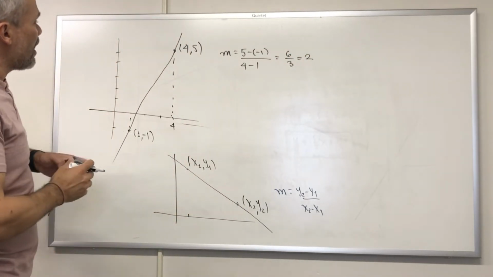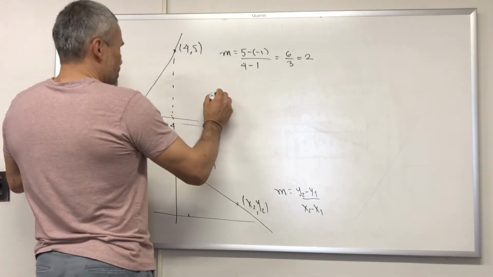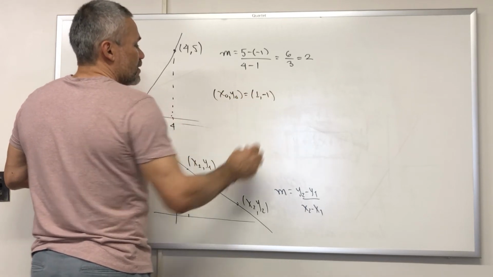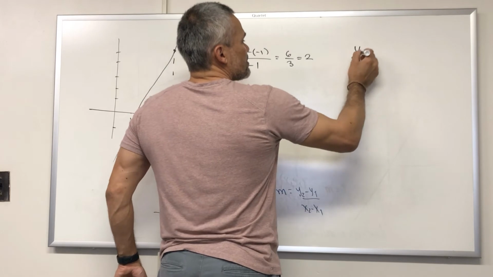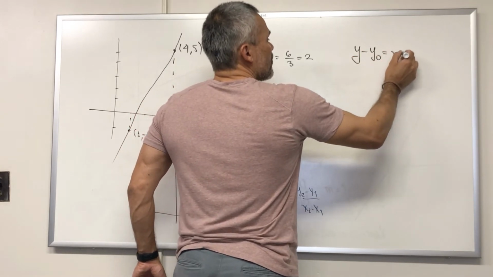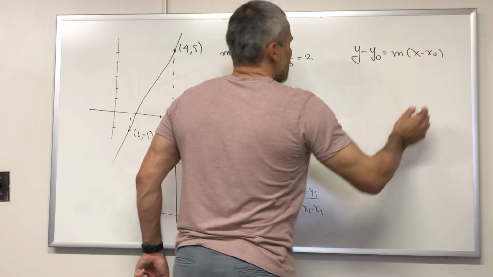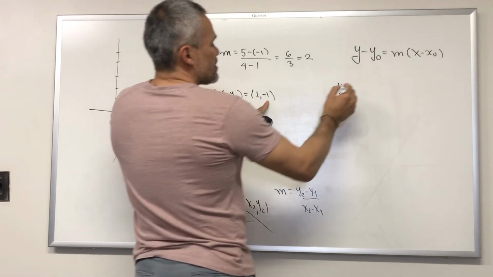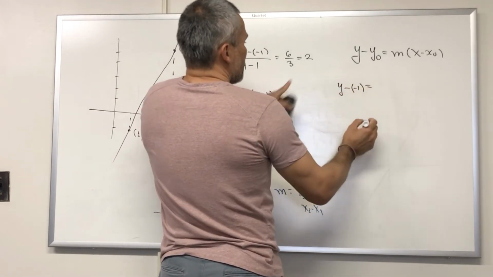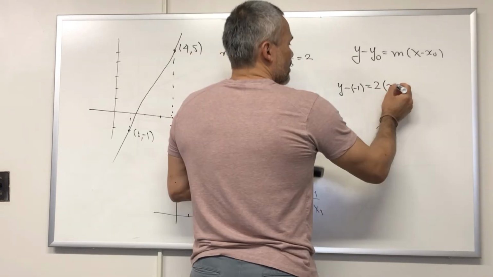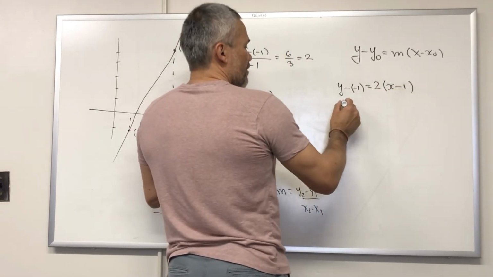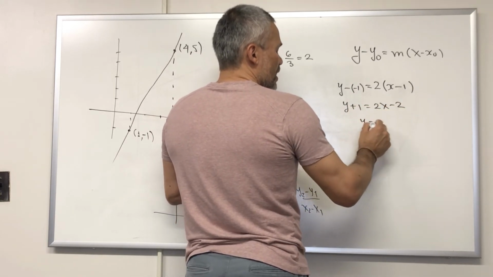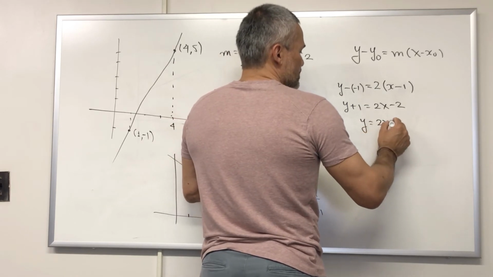And then we pick one of the 2 points. Let's suppose that we pick our x sub 0, y sub 0 to be 1, -1. Then the equation of the line, remember this is the formula, y minus y sub 0 equal to m times x minus x sub 0. In this case, we have that y minus y sub 0, which is -1, minus -1, equal to the slope 2 times x minus 1. Then we have that y plus 1 is equal to 2x minus 2, and then y is equal to 2x minus 3.